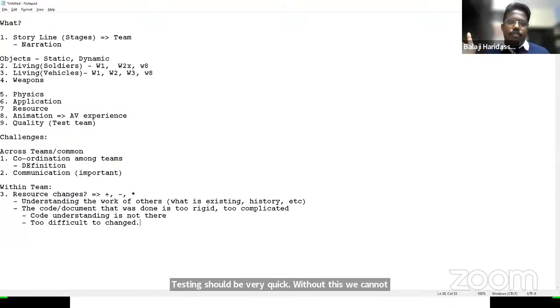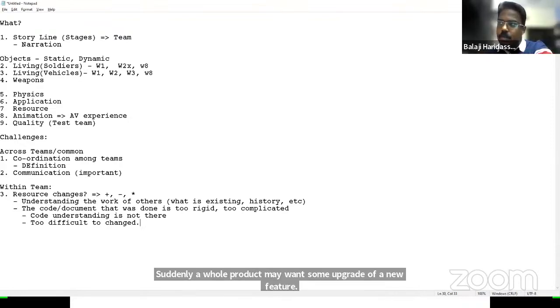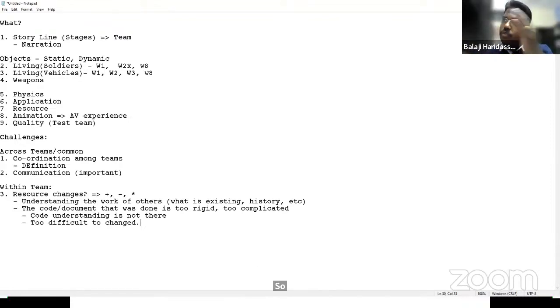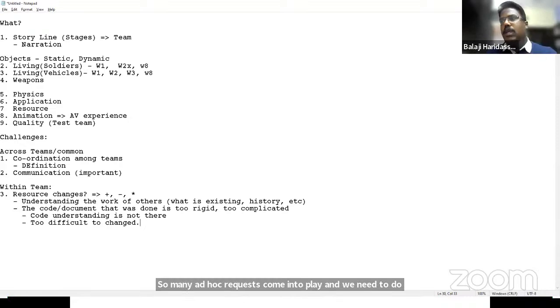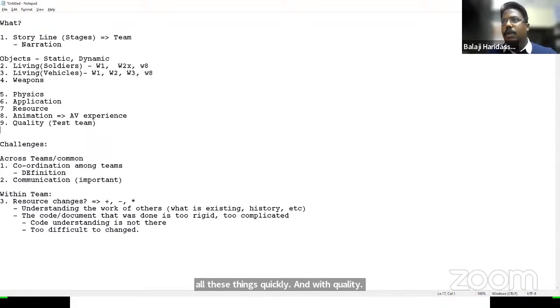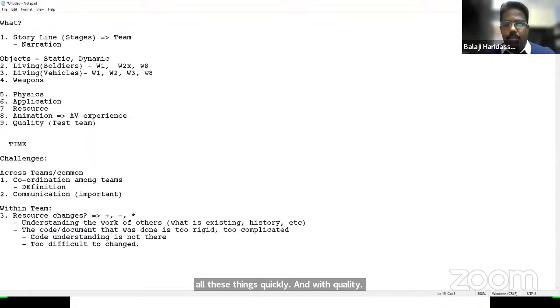It is a very wrong notion to tell that a project runs from start of the year to end of the year. No, it doesn't. Within that particular time frame, there are so many things that happen in between. Suddenly, that old feature may have some issues. Suddenly, an old product may want an upgrade with a new feature. So many ad hoc requests come into play, and we need to do all these things quickly and with quality. That's the most important. So these are the two main factors: time and quality, and both are again related to cost.